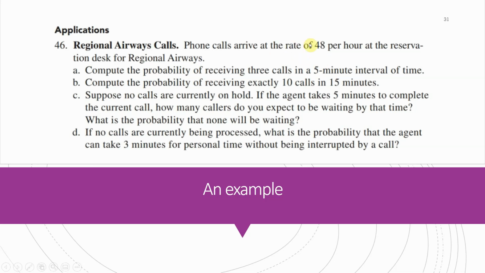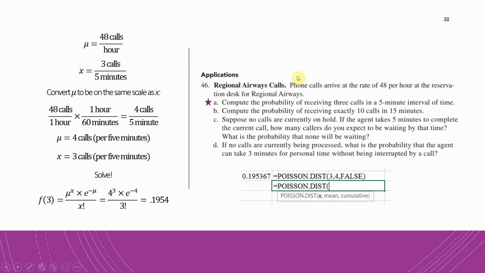And then we see rate. Anytime you see rate, you know you're working with the Poisson. So we have 48 per hour. What we need to compute is the probability of receiving 3 calls in a 5-minute interval of time. Again, interval of time, you know you're working with the Poisson. Okay, so how do we solve this?